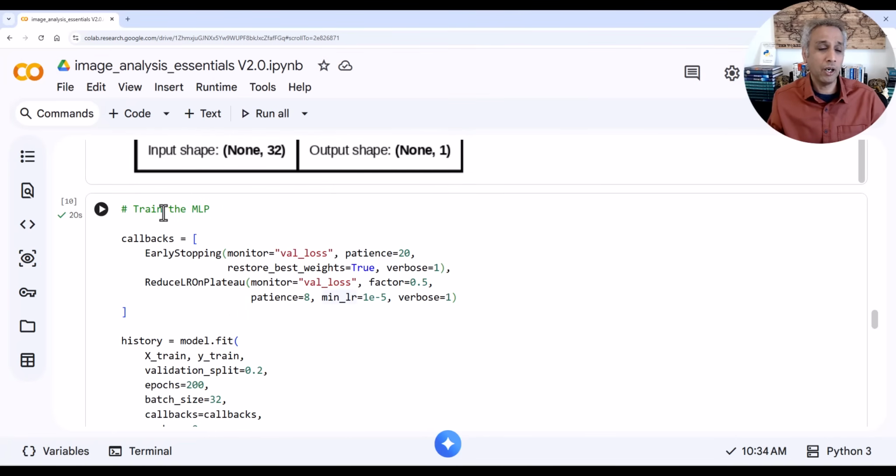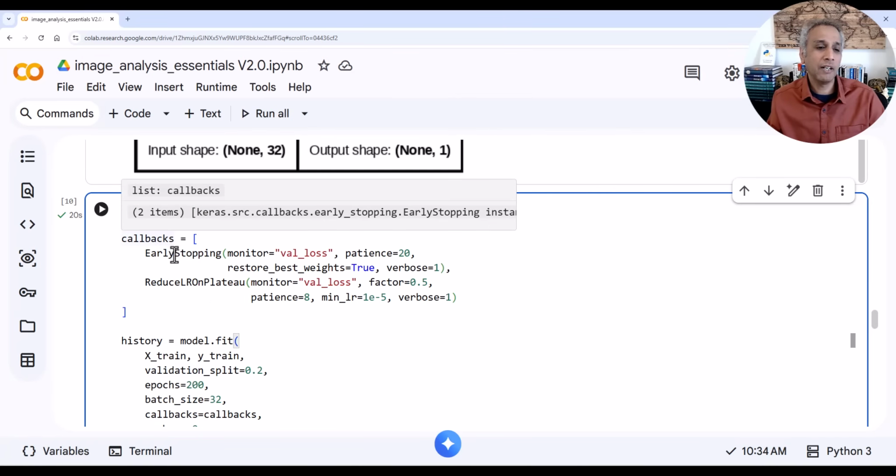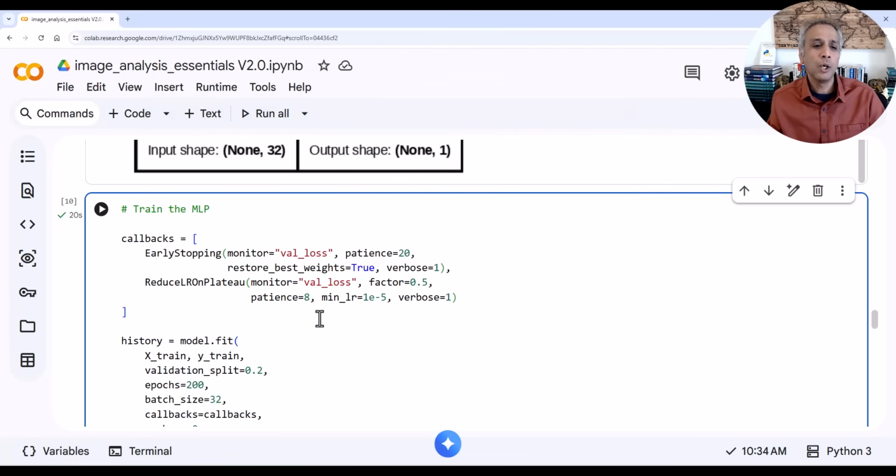Now we are ready to train this multi-layer perceptron, or the neural network that we just created, but we are adding a couple of callbacks. Callbacks is a parameter that goes into your model fitting. And here we can define early stopping conditions. We'll say, okay, if the loss value is not improving for the next 20 epochs, go ahead and save that model and say this is the best one. So even though my number of epochs may be 200, the model may stop after 40 or 50 if it reaches the point where it's not learning anymore.